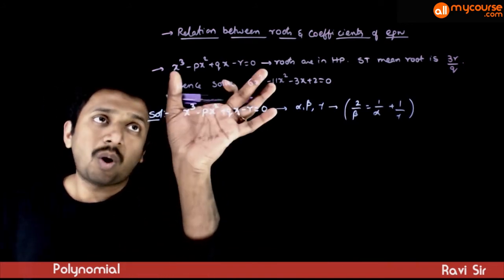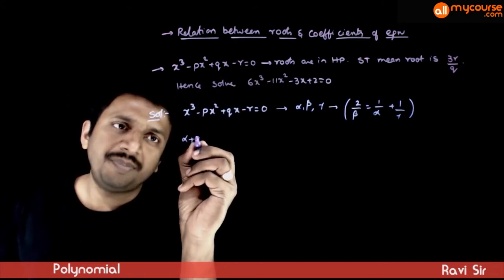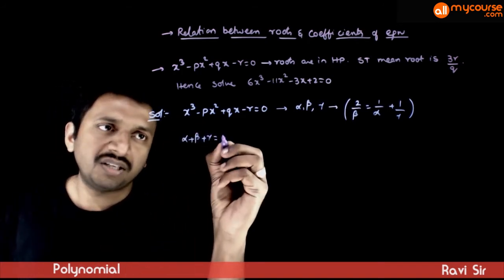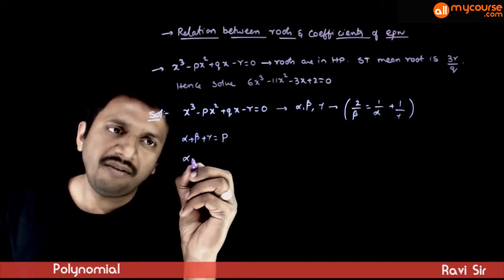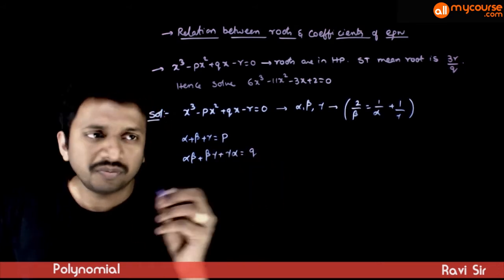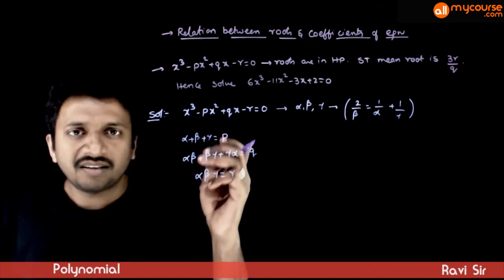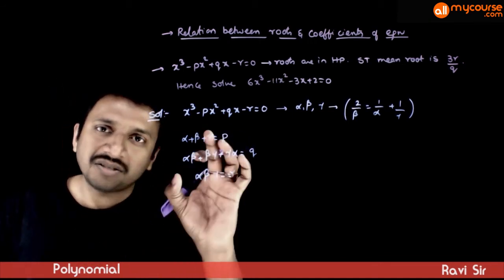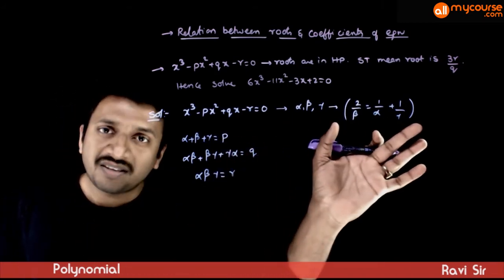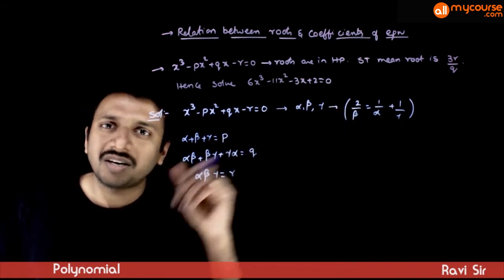Now, what are the conditions that we know for this equation? Alpha plus beta plus gamma is equal to minus of second coefficient by first coefficient, which is equal to P. Alpha beta plus beta gamma plus gamma alpha is equal to Q. Alpha beta gamma is equal to R. So these are the three conditions which we already know. This is the condition which is given. So let us try to simplify this condition and see with which condition it is closely related.